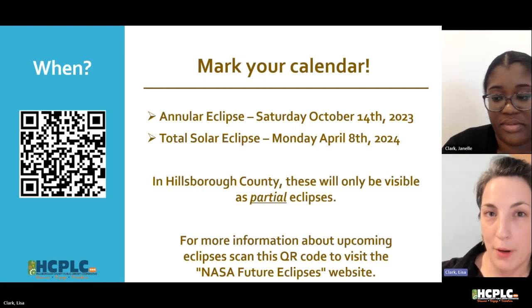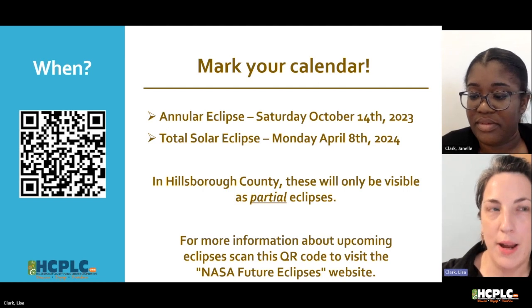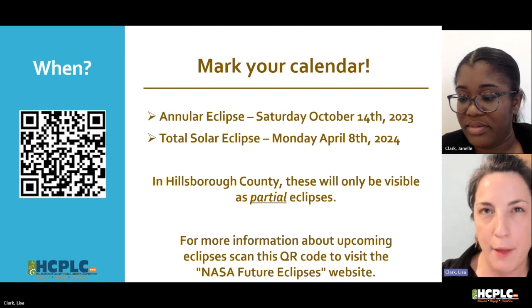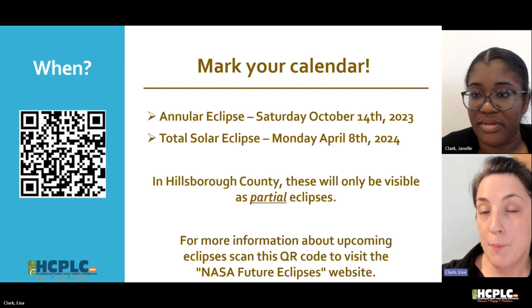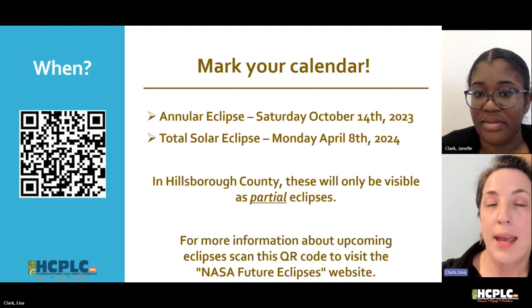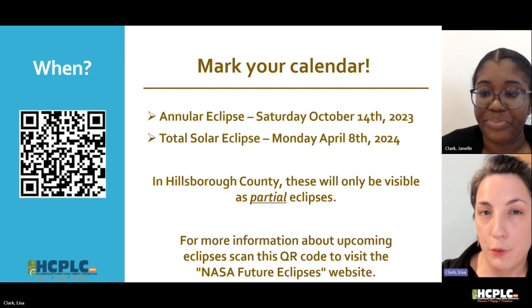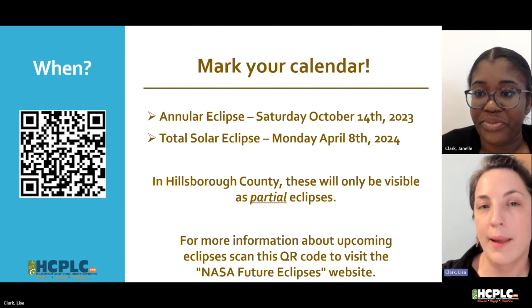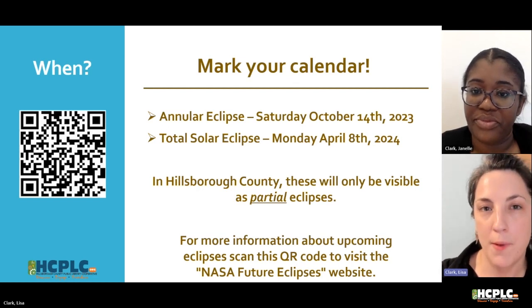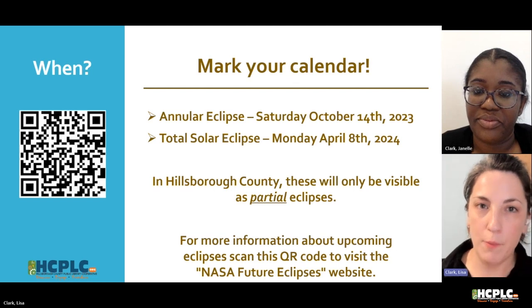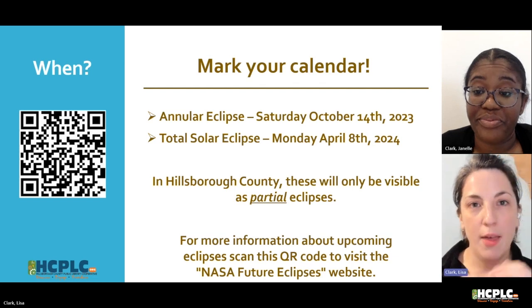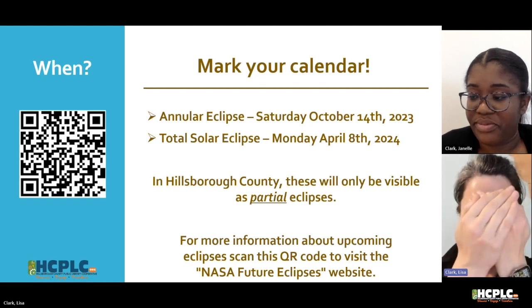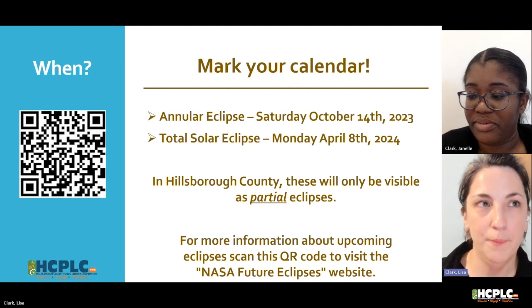So now remember, that's the eclipse if you're in that perfect path right in the middle of it. If you're in Tampa, in Hillsborough County, it will not look like an annular or total solar eclipse. It's going to look like a partial solar eclipse. So it's going to look kind of like someone took a bite out of an apple, where there's a hole or a big spot covering the sun instead of that perfect circle or that completely covered version of it.